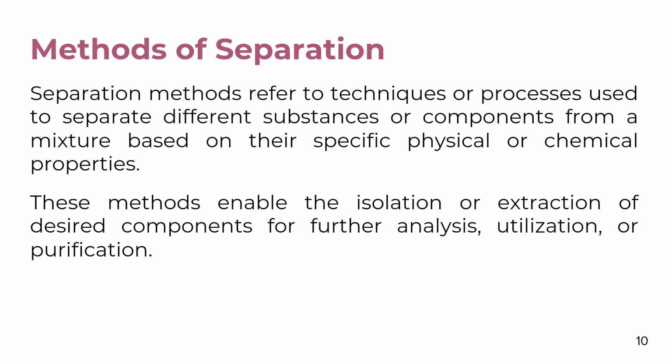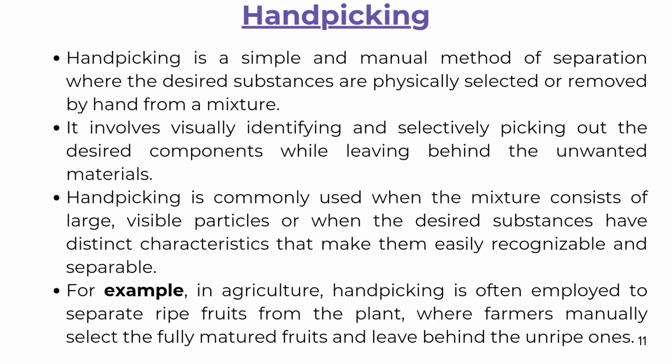Handpicking. Handpicking is a simple and manual method of separation where the desired substances are physically selected or removed by hand from a mixture. It involves visually identifying and selectively picking out the desired components while leaving behind the unwanted materials. Handpicking is commonly used when the mixture consists of large, visible particles or when the desired substances have distinct characteristics that make them easily recognizable and separable.